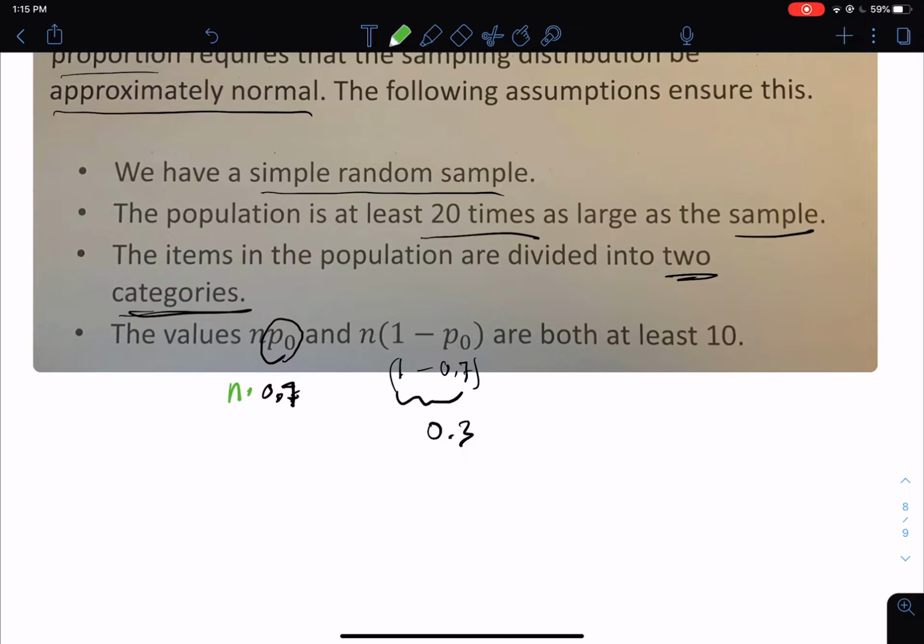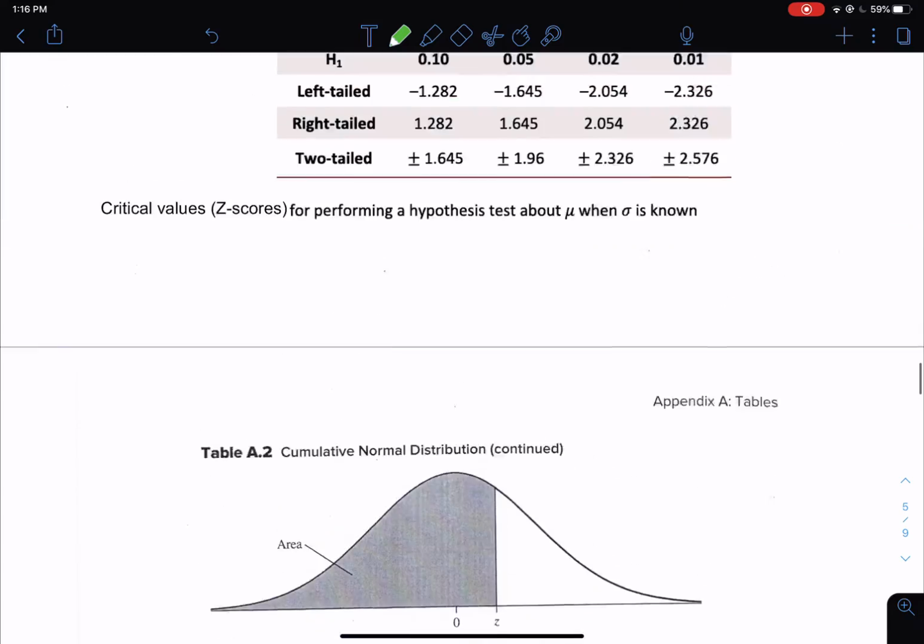How many people are in this grouping? Well, 70% of them are. And how many people are going to be in this grouping? 30% of the sample. And so basically what they're saying is both of these groups, let's say group number 1 and group number 2, because there's only going to be two groups, are both at least 10. The number of people in that group must be at least 10. Let's go back to our question and see if we can answer it now.